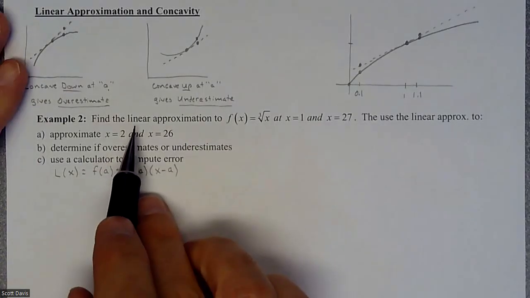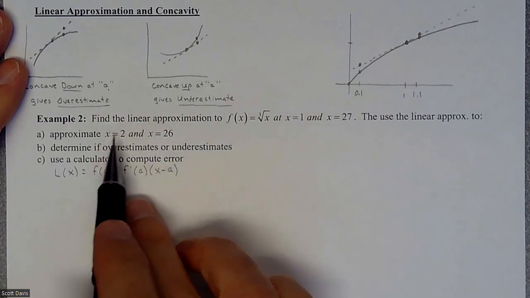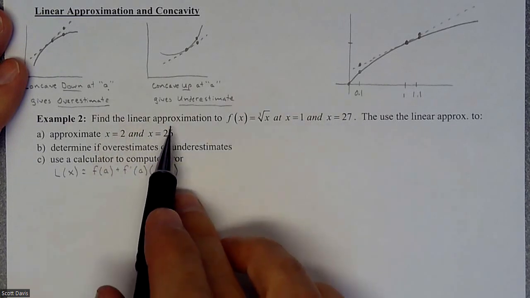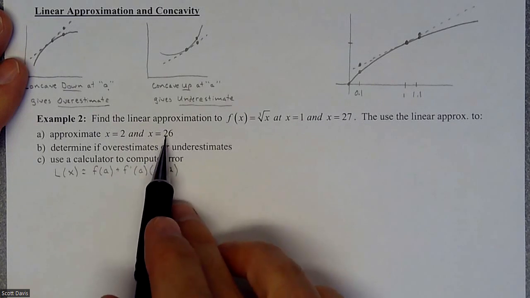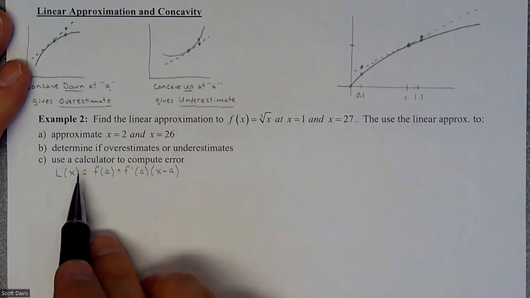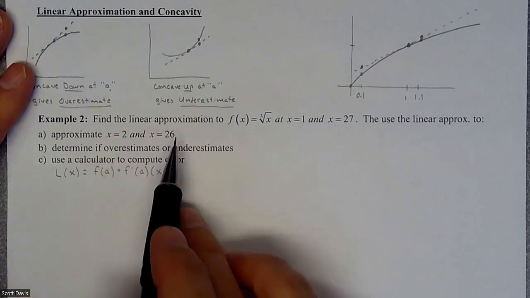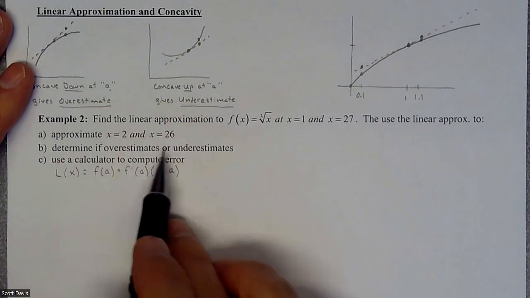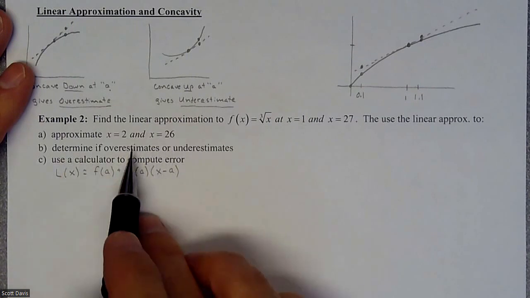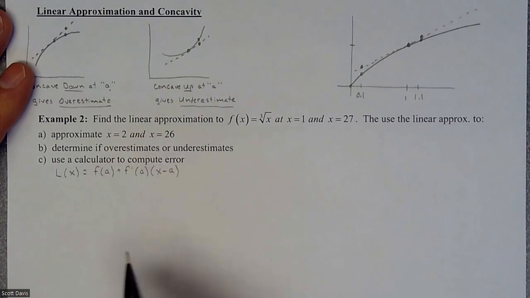In this example, we are going to use linear approximation to get a rough idea of what the cube root of 2 is and the cube root of 26 is, right? And so that's what we're going to be looking to figure out. And this is our formula, and we are looking to approximate cube root of 2, cube root of 26, and we're going to figure out if they're overestimates or underestimates. And then we use a calculator to actually plug them in and see how accurate we are.